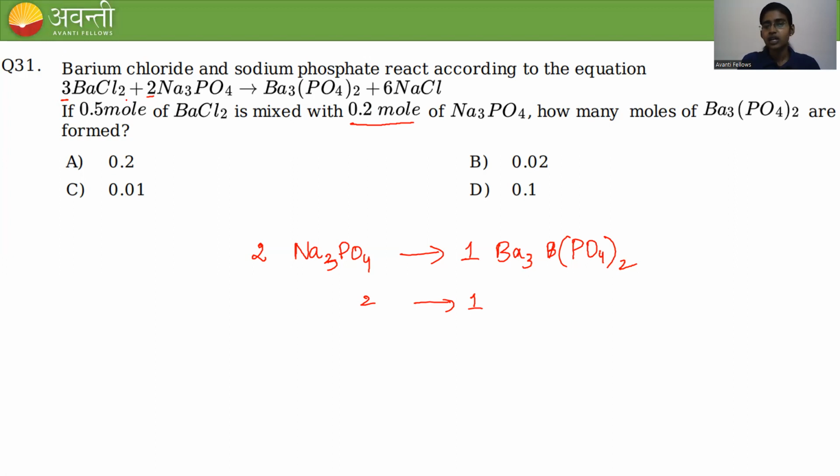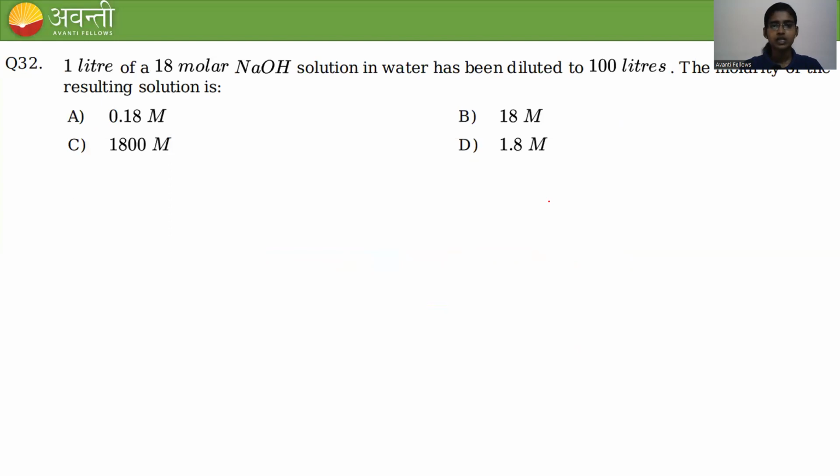And the product depends only on the limiting reagent, so it depends only on Na3PO4. 2 moles of Na3PO4 gives 1 mole of Ba3(PO4)2, and they are asking how many moles 0.2 moles of Na3PO4 gives. It is just the half, that is, 0.2 moles produce 0.1 mole of Ba3(PO4)2. So option D is the correct answer. Very easy: just find out the limiting reagent and get the answer. Moving on to the next question.